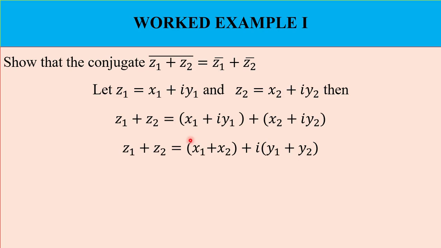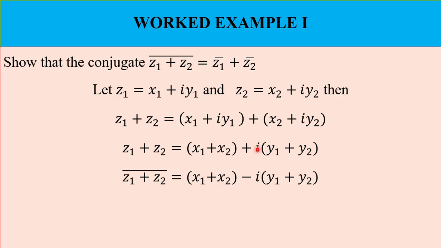If we collect like terms, whereby the real parts come together and the imaginary parts come together, we shall have x1 plus x2 plus i into y1 plus y2. Then if we take the complex conjugate of this expression, we only change the sign on the imaginary part. You don't change anything on the real part. It's only the imaginary part, when you are taking the complex conjugate of a complex number, that changes the sign.